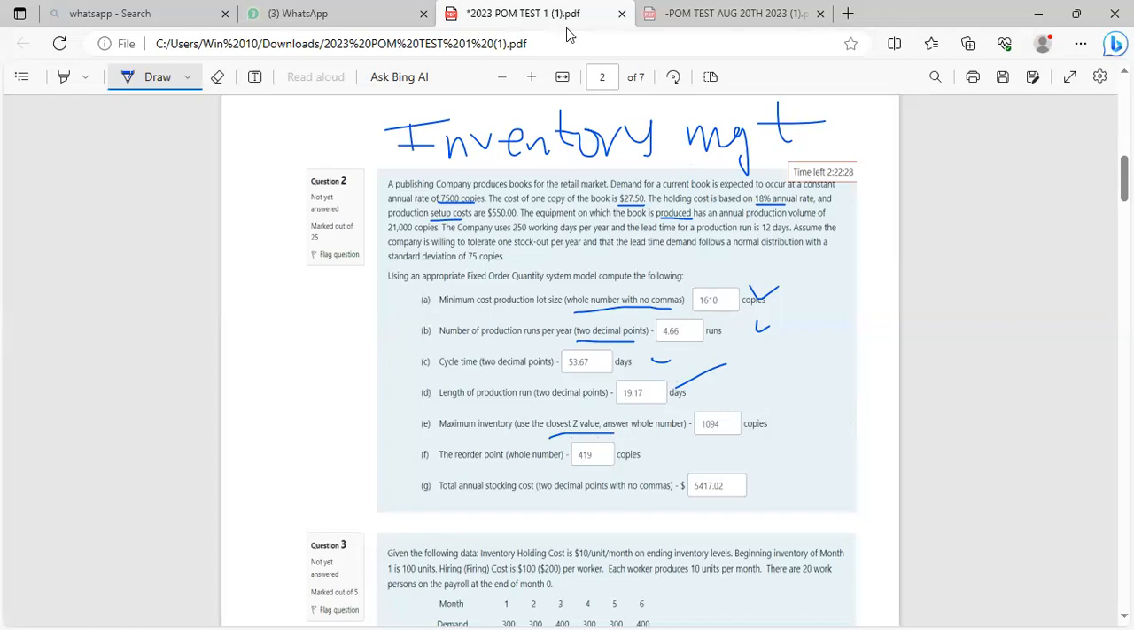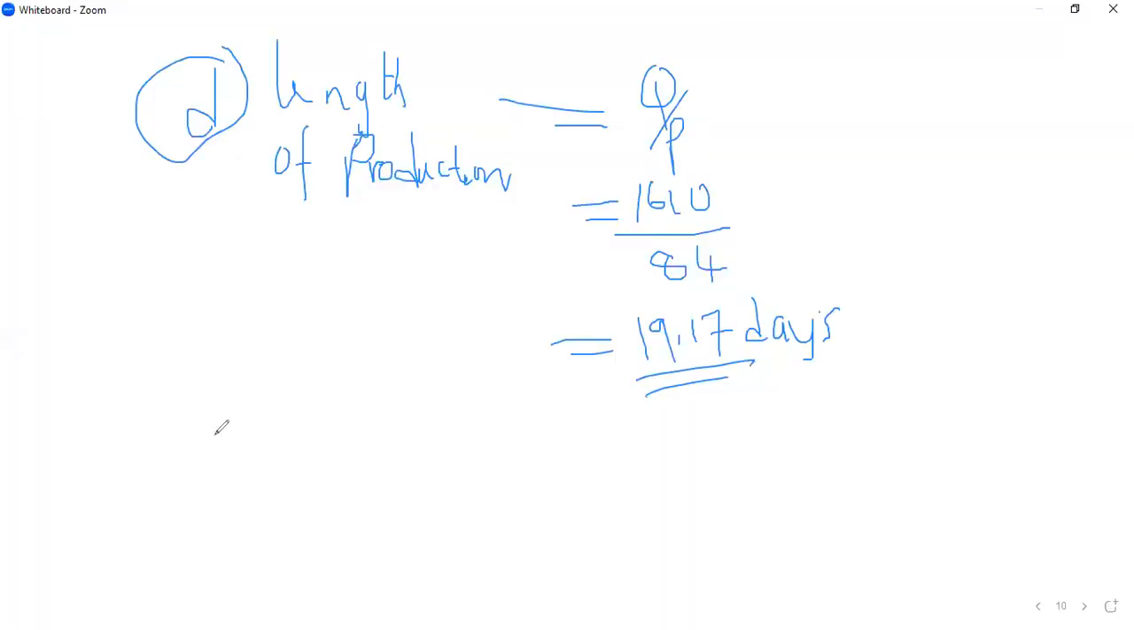So here now, maximum inventory level. The other one says maximum inventory.